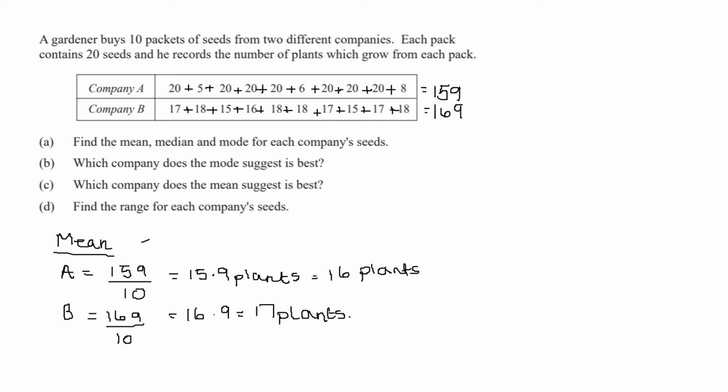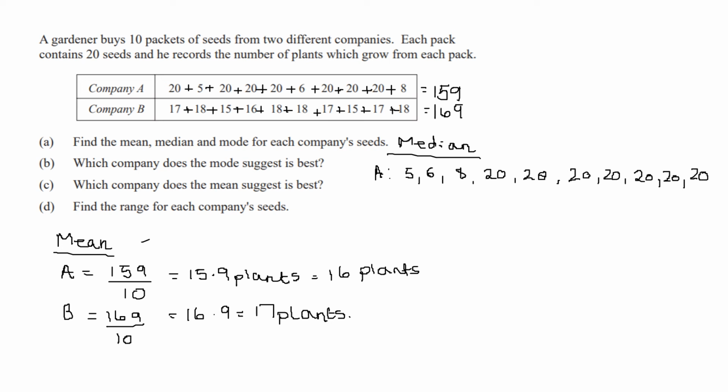Now let's have a look at the median. For the median, we actually need to put these numbers in order, and then we're going to find our middle value. So for company A, we've got 5, 6, 8, and then we've got 7 20s. Okay, so if we cross off 1 from either end, and then the next smallest and the next largest, and the next smallest and the next largest, and the next smallest and the next largest. So our median for A will be 20.